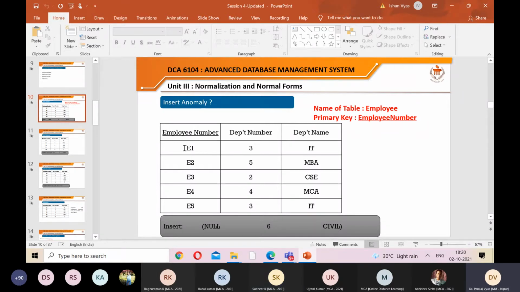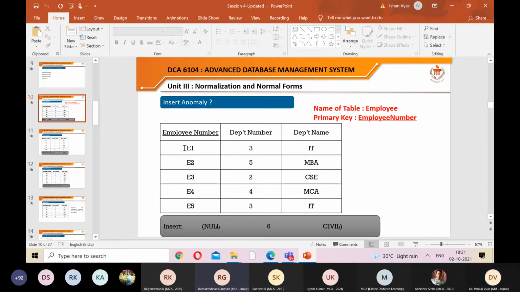What is the problem here? A person has joined the department with department number 6 and 7. But this cannot be inserted into this table because till now the employee number has not been allotted to him, and employee number is the primary key. Clear? The thing here is that you are not focusing on the fact that the information is about department. Department number 6 belongs to civil. If somebody joins civil department only, then this information should be inserted here.